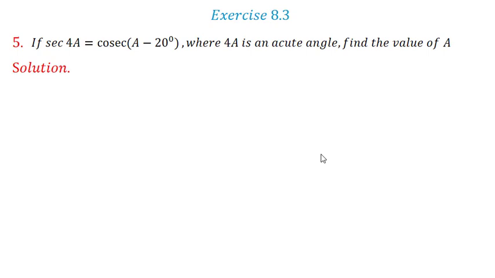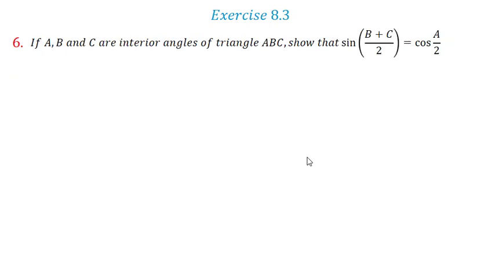Fifth question is, if sec 4A is equal to cosec A minus 20 degree, where 4A is an acute angle, find the value of A. Now again here you can convert this cosec into sec and you can relate and find the value of A. Okay, so solve this problem yourself.